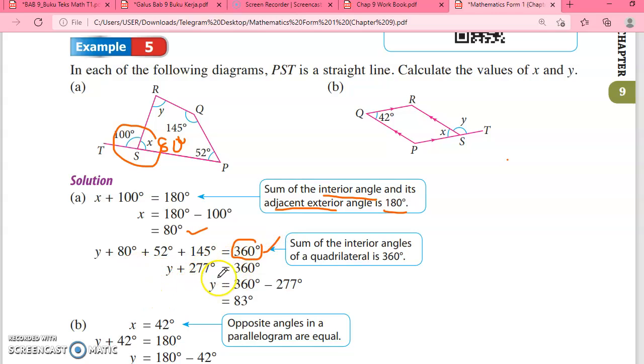y plus 277 equal to 360. To find y, you minus. You get 83. Yeah?